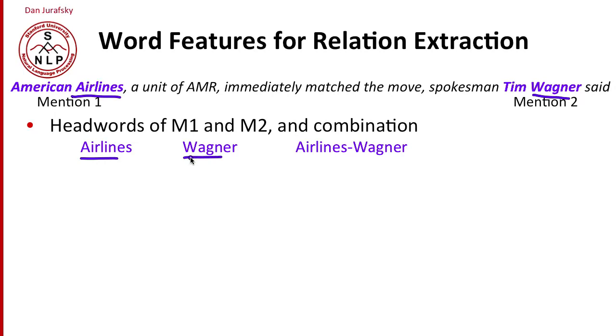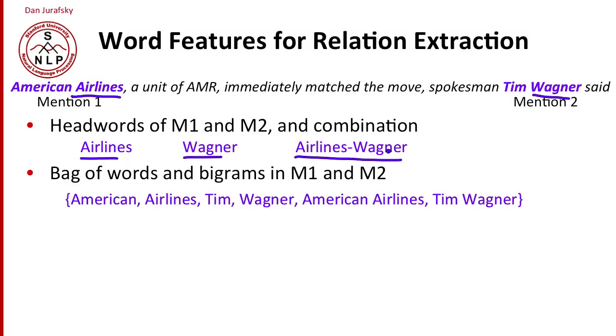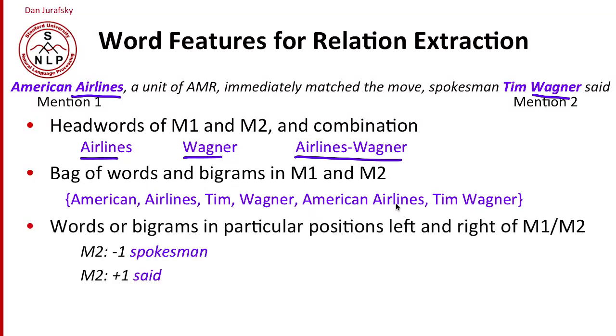And we can create a new feature, which is just the two combined together. And sometimes that's going to be useful because we're going to see the two heads together often enough that that feature might actually tell us some information. So we have 3 features so far: airlines, Wagner, and airlines Wagner. We might throw in the bag of words or even a bag of bigrams that are in the mentions themselves. So the word American, the word airlines, the word Tim, and the word Wagner are all words that occur in the two mentions, and the bigram American Airlines and the bigram Tim Wagner occur in the two mentions.